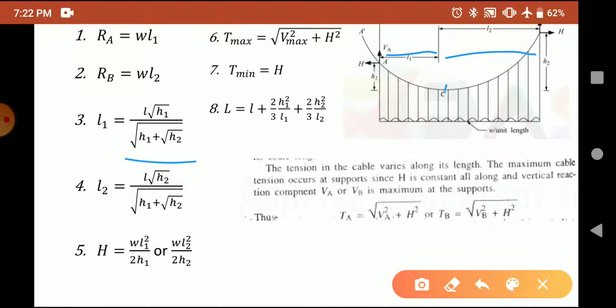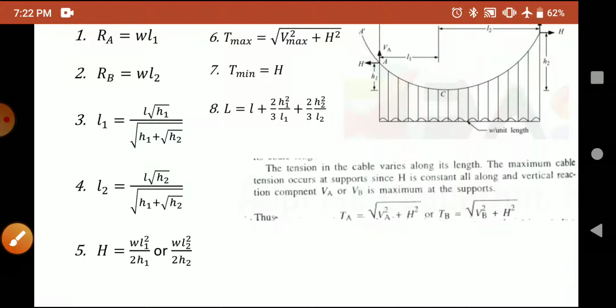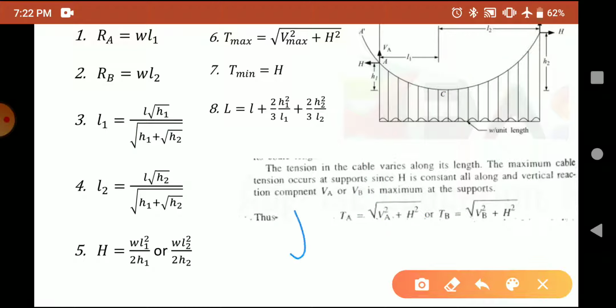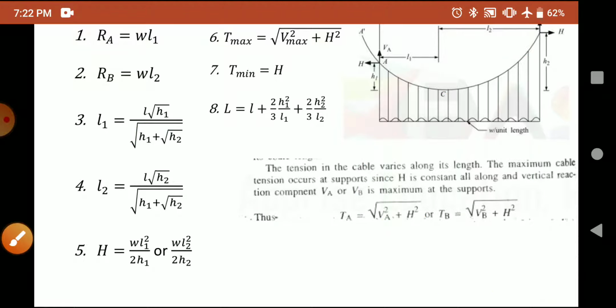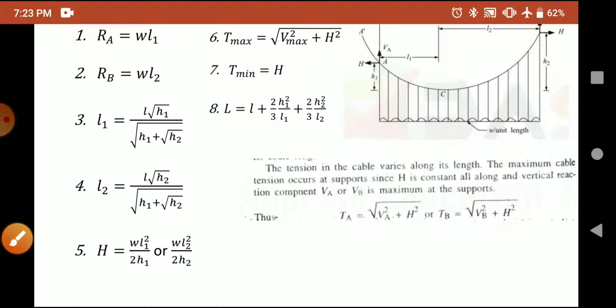L into root h1 divided by root h1 plus root h2. So this is not root of, that is root h1 plus root h2. Okay, there's a typing mistake there. Similarly, the length L2 is L into root h2 divided by, again it is root h1 plus root h2. This is not root of, it is just root h1 plus root h2.